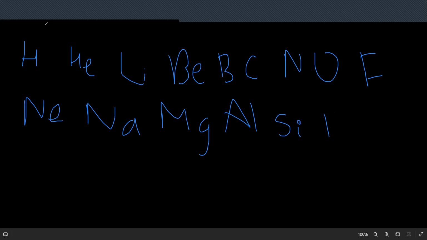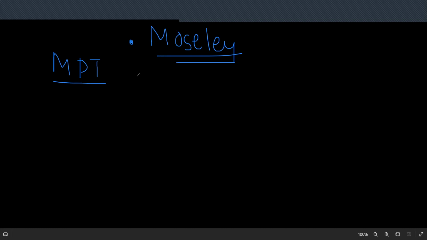So now let's learn about the modern periodic table. I'm going to represent the modern periodic table by MPT. So we are going to write some major points. It was developed by Moseley. So who is Moseley? Moseley is a scientist who discovered this. It is based on atomic number.